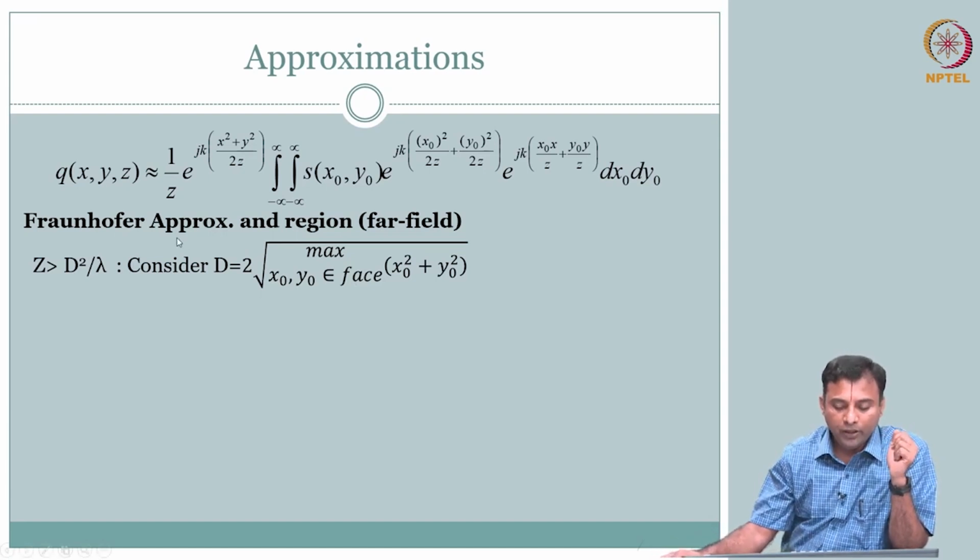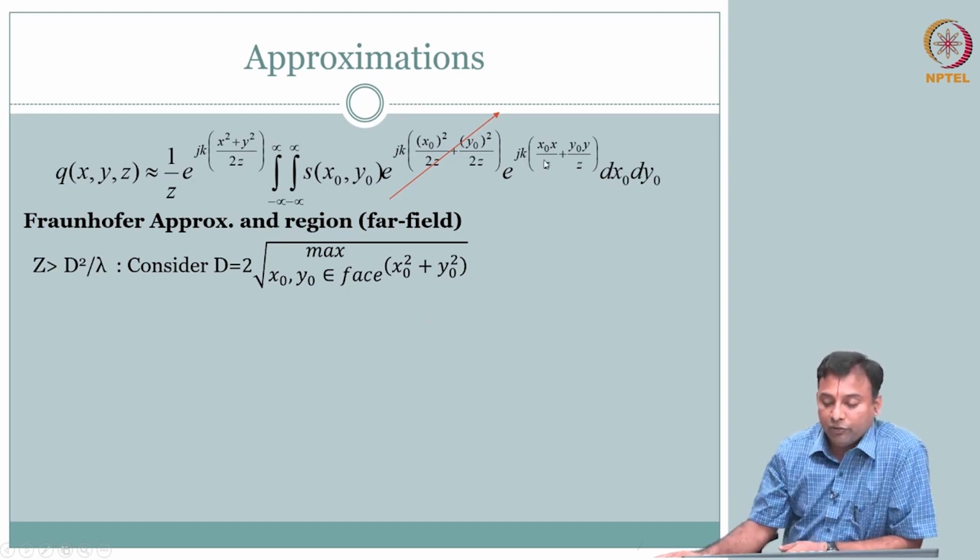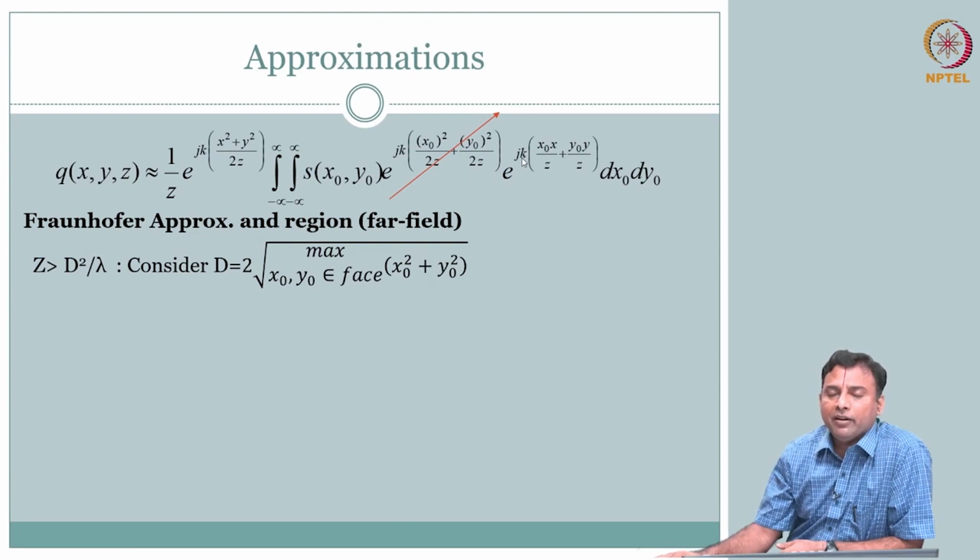So why are we interested in this approximation, if z is far greater than d square by lambda? In such a situation, it turns out that this exponential goes to 1, okay. So then what happens? You are left with S naught and then this exponential. Not only that, look at this exponential a little carefully. What do you see? K. K is what? K is your wave number, which is 2 pi by lambda. So e power j 2 pi by lambda.